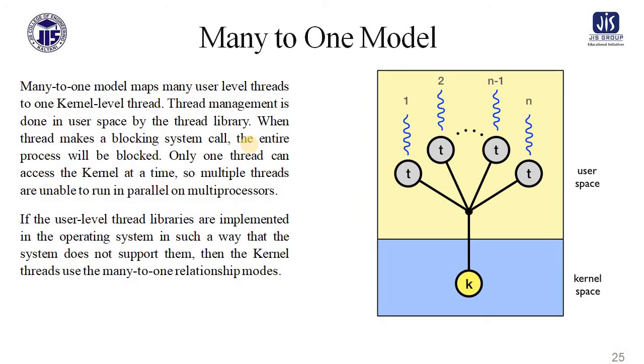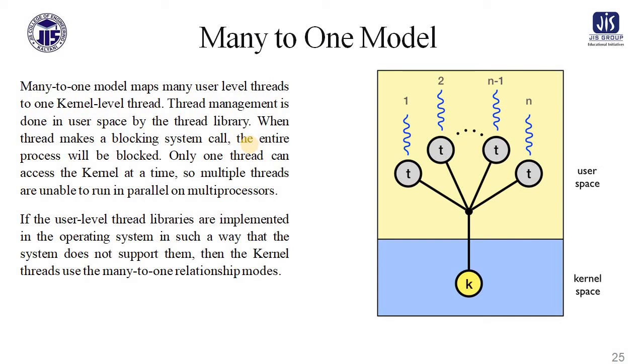Now many-to-one. In this diagram, there is only one kernel level thread and n number of user level threads. The many-to-one model maps many user level threads to one kernel level thread. Thread management is done in user space by the thread library. When a thread makes a blocking system call, the entire process will be blocked. Only one thread can access the kernel at a time, so multiple threads are unable to run in parallel on multiprocessors.